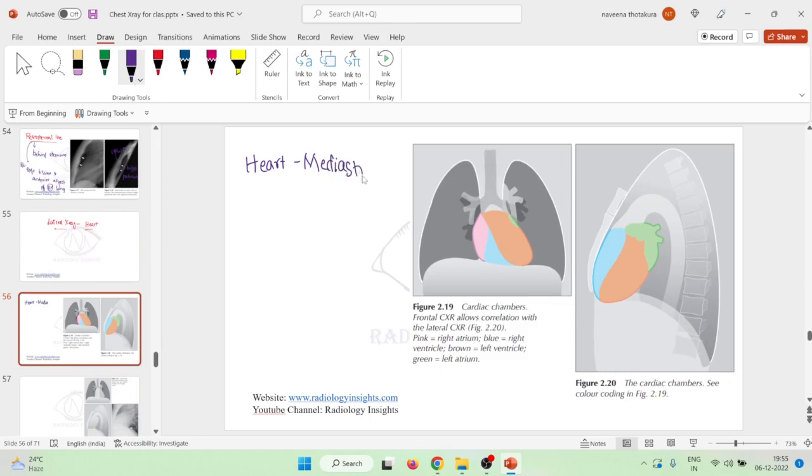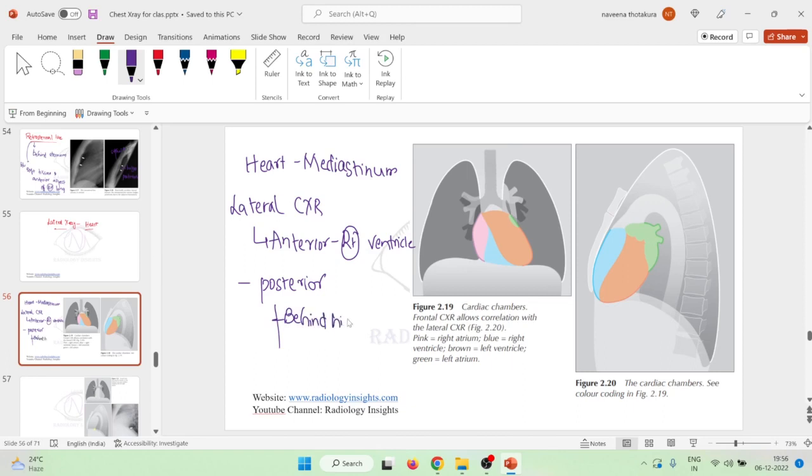Number one, it is in the mediastinum, just like always, and the anterior part of the heart. We are dealing with lateral chest X-ray. Anteriorly, the heart is bordered by the right ventricle. Posteriorly, we have two parts. One is behind the hila. This is the hila. So posteriorly behind the hila, it is bordered by the left atrium.